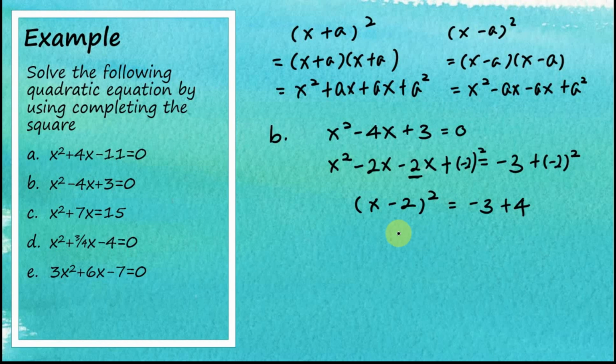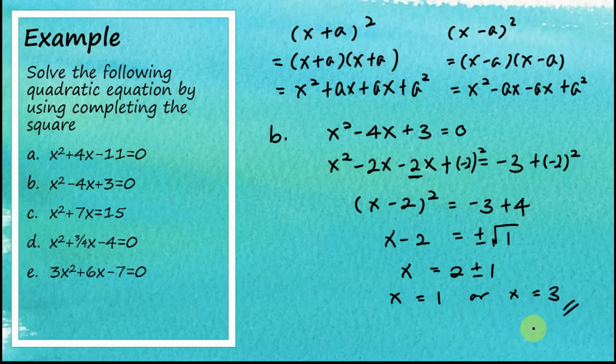Okay, to eliminate the square, we apply square roots on both sides. So x minus 2 equal to plus or minus the square root of 1. Negative 3 plus 4 equal to 1. And therefore, x equal to 2 plus or minus the square root of 1, which is 1. And therefore, x is equal to 2 minus 1, we have 1, or x is equal to 2 plus 1, 3. And this is the answer.